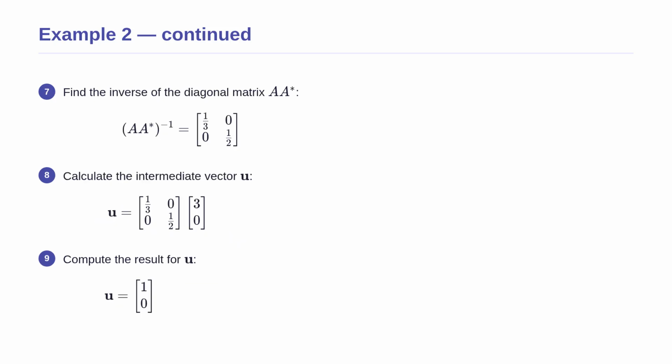Moving forward, we need the inverse of the matrix we just calculated. Because our matrix is diagonal, finding its inverse is incredibly easy. We simply take the reciprocal of the numbers on the main diagonal. The 3 becomes 1/3 and the 2 becomes 1/2. Now we calculate our intermediate vector u by multiplying our inverse matrix by the target vector b, which contains 3 and 0. Multiplying the top row by the column gives 1/3 by 3, which is 1. Multiplying the bottom row gives 0. So our vector u is simply 1 and 0.